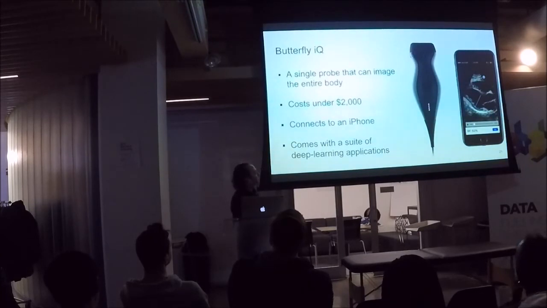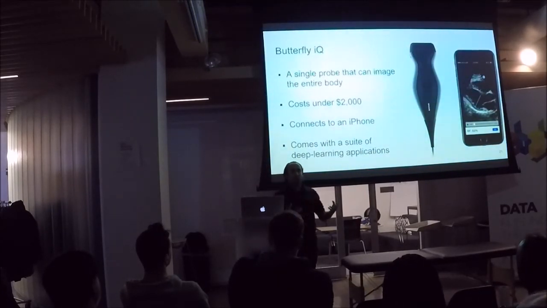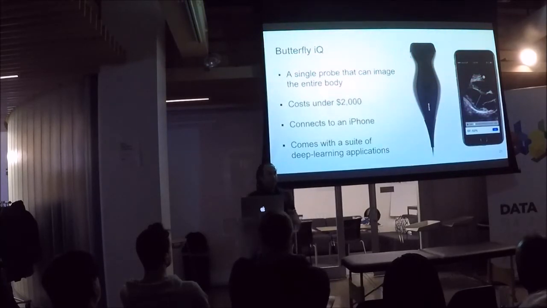So Butterfly has developed a new device, the Butterfly IQ. It's a single probe that can image the whole body. I mentioned before that every other ultrasound system requires a different probe to image different parts of the body, which means in a regular ultrasound system, there are 3 or 4 different probes. This is the only device that does full body imaging.